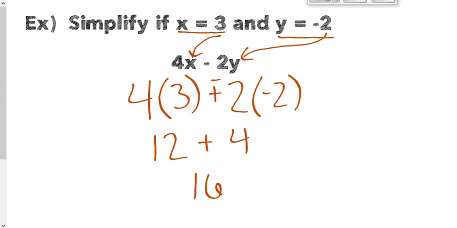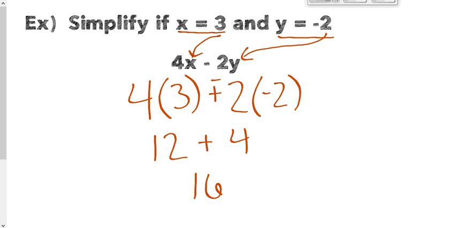Okay? So again, substitute, make sure you use parentheses, and then order of operations on your way down. So plug in 3, plug in -2, do the multiplication before you do any sort of adding or subtracting, and we end up at 16.